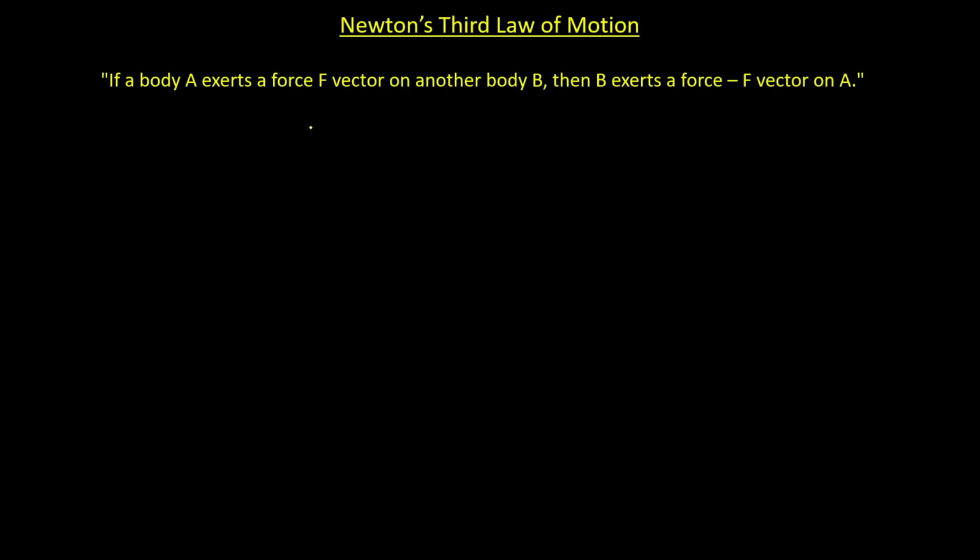So first of all, Newton's third law of motion. What is this Newton's third law of motion? Well, the statement is if a body A exerts a force F vector on another body B, then B exerts a force minus F vector on A. So this is something like this. Suppose this is body A and this is body B. If this body A exerts some force, say F, on this body B, then this body B is going to exert the same force F on this body A but in the opposite direction. That's why minus F over here, like this. So the direction is opposite but the magnitude is going to be the same.